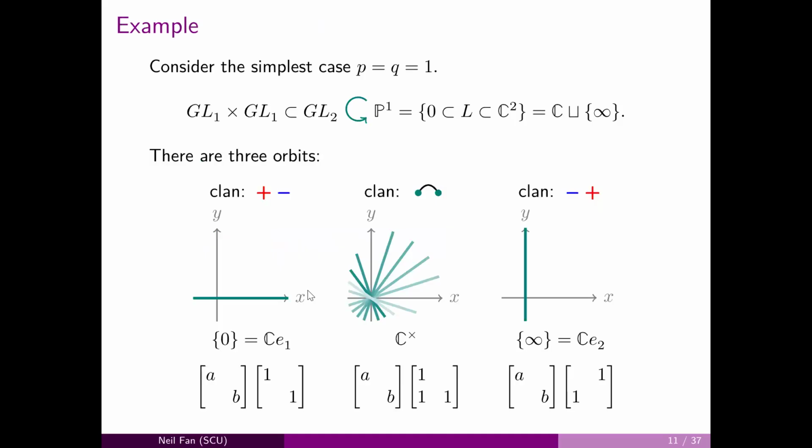There is the simplest case, which is P equals Q equals 1. In this case, the spherical subgroup K is GL1 cross GL1, which is just the diagonal matrices with entries A and B, where A and B are both non-zero. And the flag variety G over B is just the projective line P1. So there are three orbits, corresponding to the three clams here.